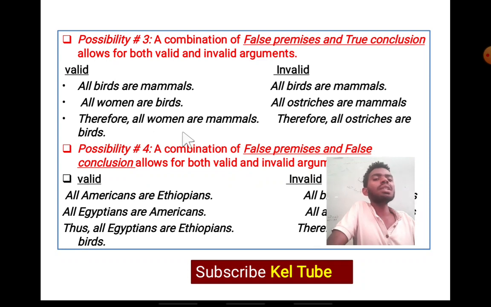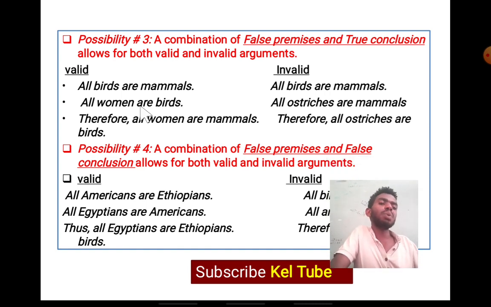This is true conclusion and false premises. True conclusion and false premises can be what? Can be both valid and invalid. Rather, we depend on the form, or the relationship between premises and the conclusion.